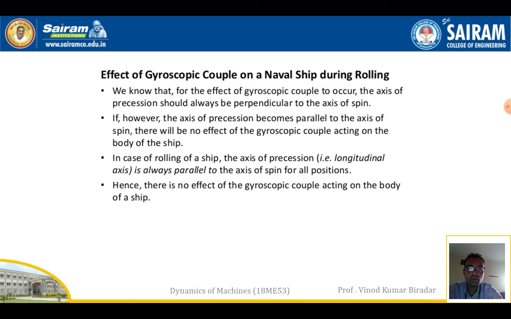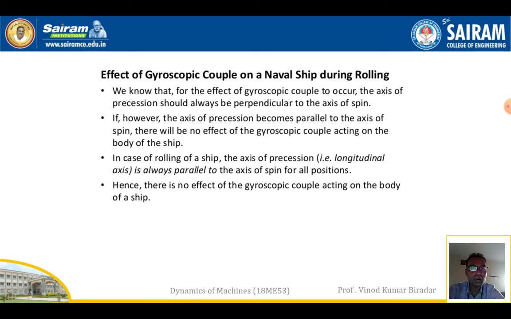In the conclusion, we know that for the effect of gyroscopic couple to occur, the axis of precession should always be perpendicular to the axis of spin. If however the axis of precession becomes parallel to the axis of spin, there will be no effect of gyroscopic couple acting on the body of the ship. In the case of rolling of a ship, the axis of precession is always parallel to the axis of spin for all positions, so there is no gyroscopic couple effect during rolling.